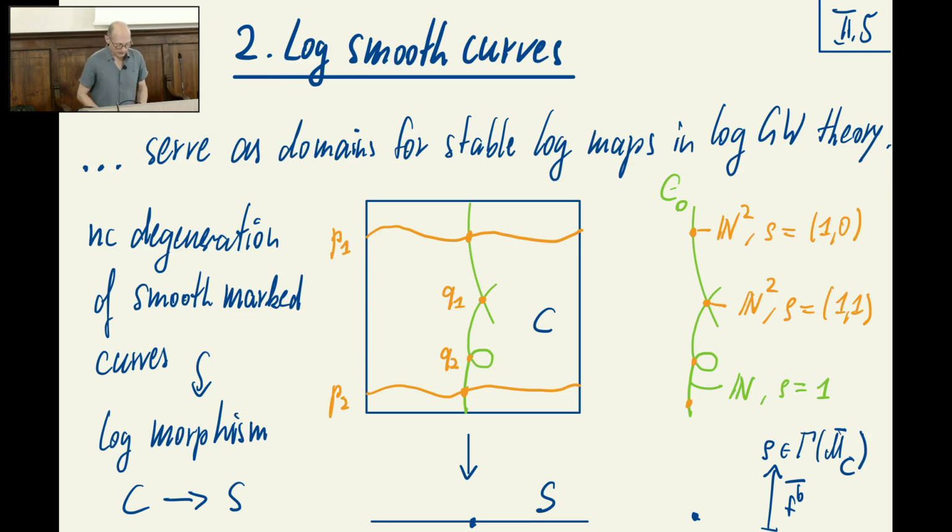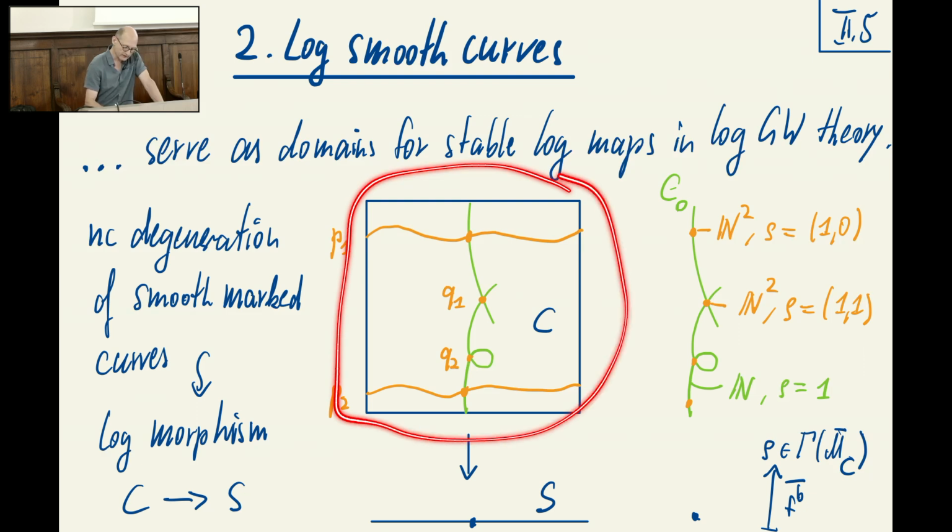Okay, so log smooth curves. These are the domains of stable log maps and log Gromov-Witten theory. In ordinary Gromov-Witten theory, you have nodal curves. Now we upgrade it to log smooth curves. So we will insist that these are smooth over some base space. We endow everything with log structures, but not any log structures. They have to be log smooth, and then nodal curves come out together with marked points automatically, as you will see. So let's look at how this comes about.